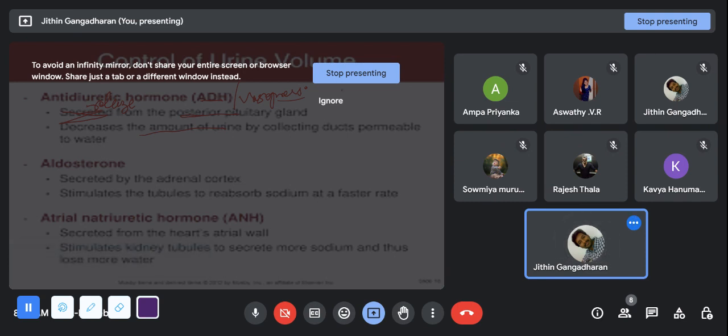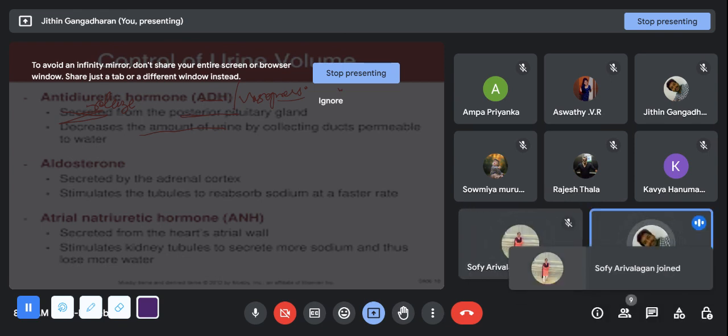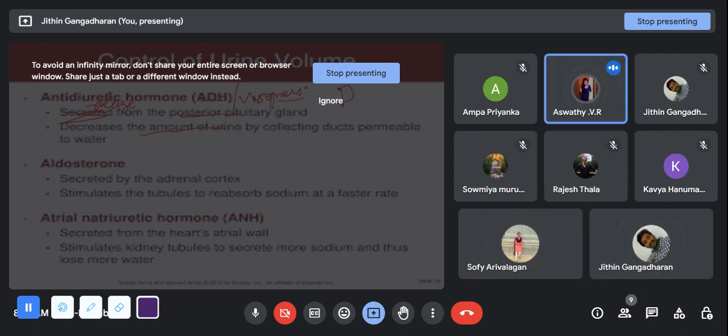The answer is... anybody? If there is an abnormality in the ADH hormone, it may lead to diabetes insipidus. That is a condition: if the vasopressin is decreased, it may lead to diabetes insipidus. So antidiuretic hormone, which is known as vasopressin, if there is a decrease in the vasopressin, it leads to diabetes insipidus. It is secreted by the hypothalamus and released by your posterior pituitary.